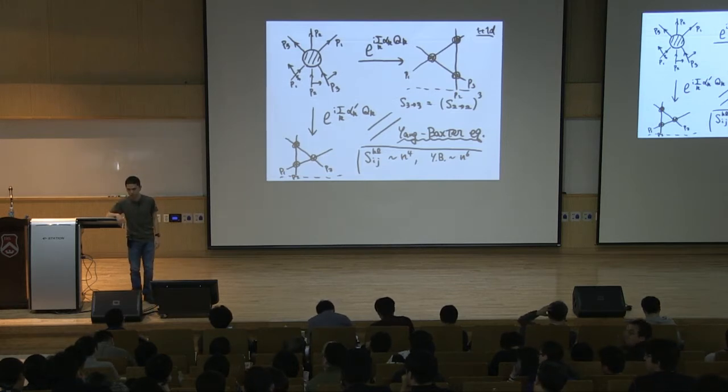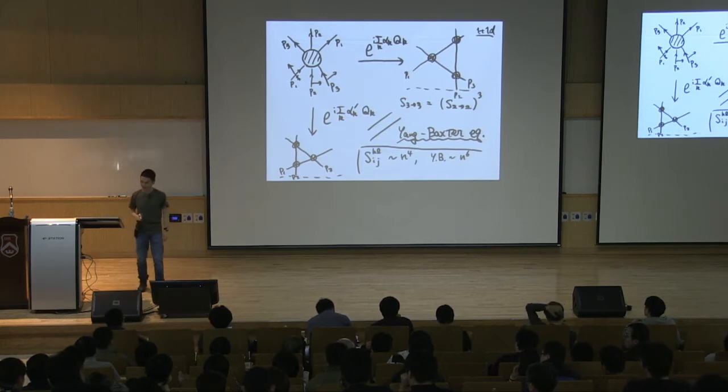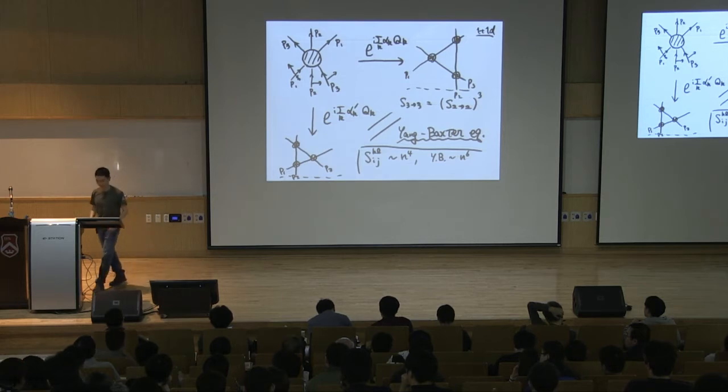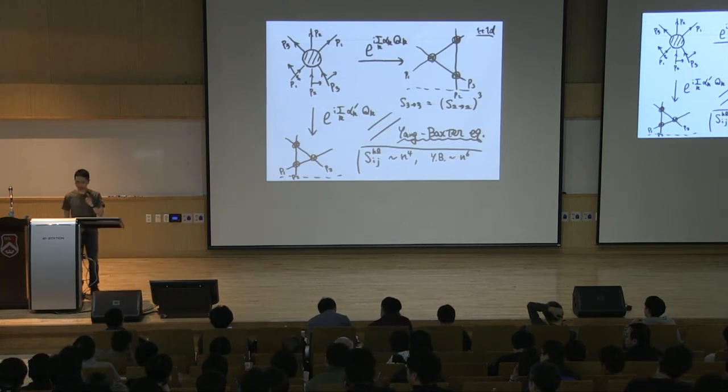These conserved charges generally correspond to some global symmetries of the theory. So how are we getting an infinite number of conserved charges? What are the corresponding symmetries? I'm going to explain that. Well, tomorrow.